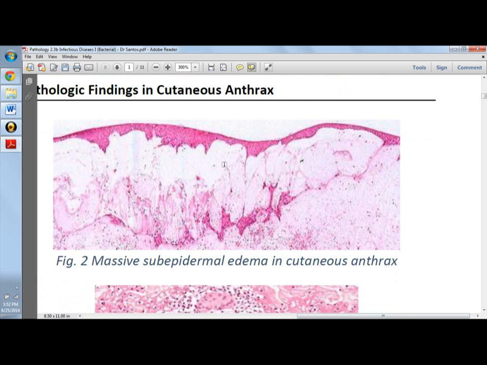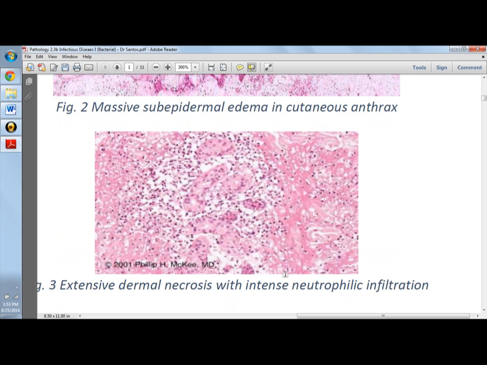Pathologic findings of cutaneous anthrax: there's massive subepidermal edema. These will be the vesicles, and then there will be surrounding edema, as I mentioned a while ago. Then extensive dermal necrosis with intense neutrophilic infiltration.